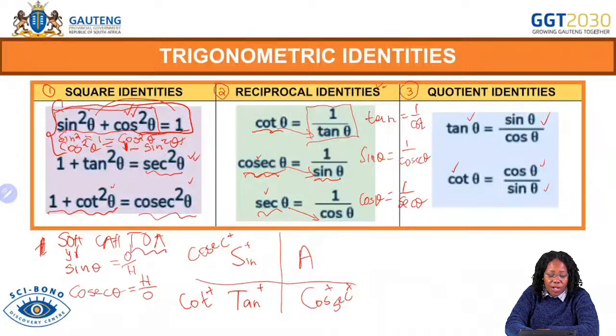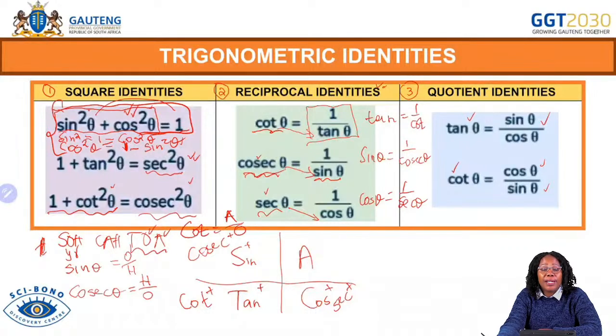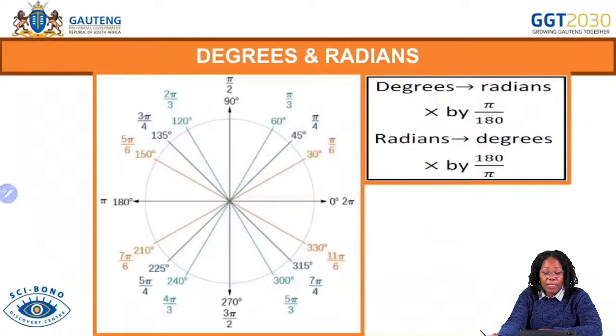If it's a tangent, it's opposite over adjacent. When it's a cot, it will be adjacent over opposite. So we swap around the positions of the numerator and the denominator. That is basically how you apply those reciprocals.